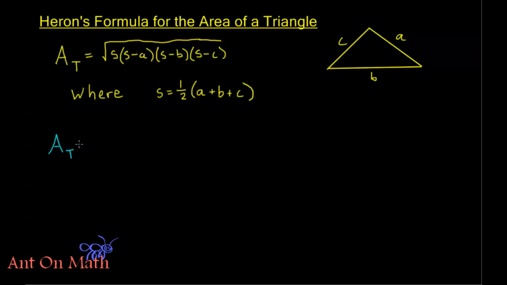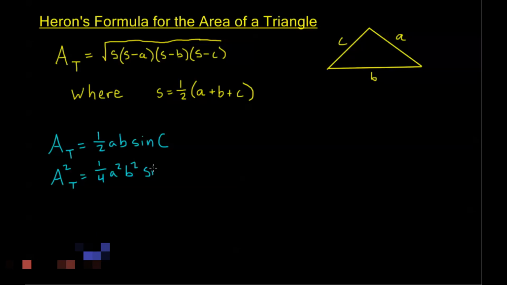Remember before we had this formula: area of the triangle is 1/2 AB sine theta, where theta is the angle between A and B. So in the triangle I've drawn here, that's going to be sine C, isn't it? Now how the proof proceeds is we look at A squared of that triangle. That's going to be 1/4 A squared B squared sine squared of C.